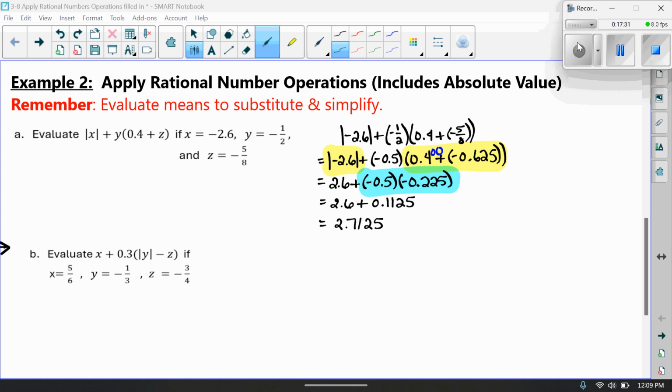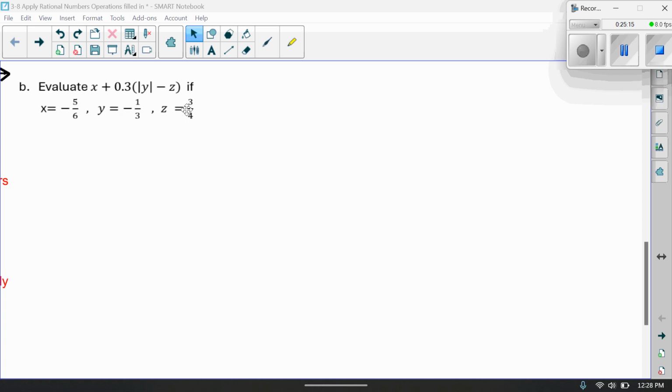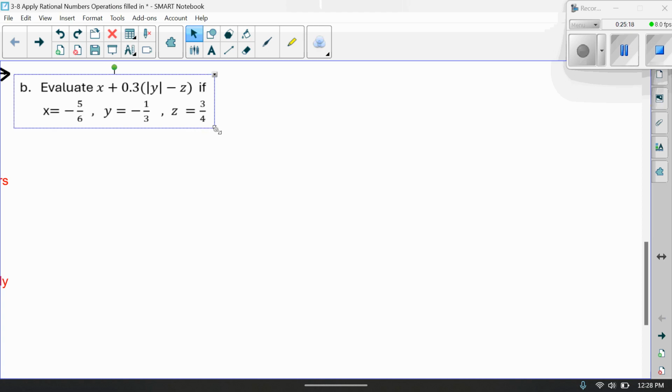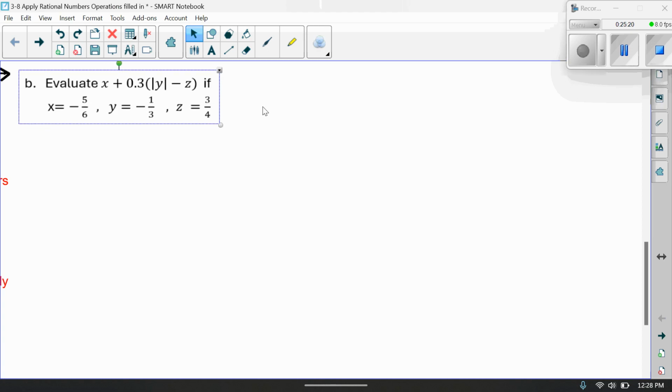All right, so why don't you stop the video and try example B, example 2B on your own, and then restart it when you're finished to see the solution, okay?